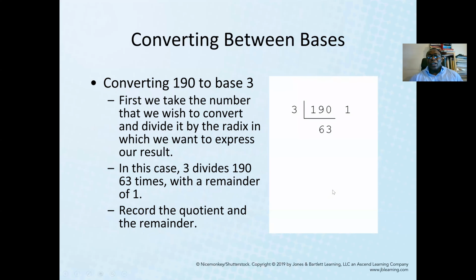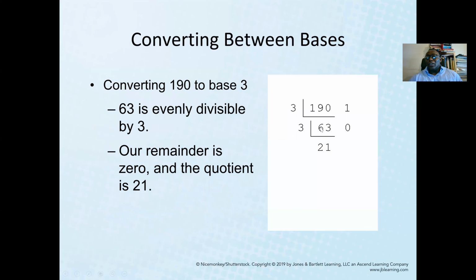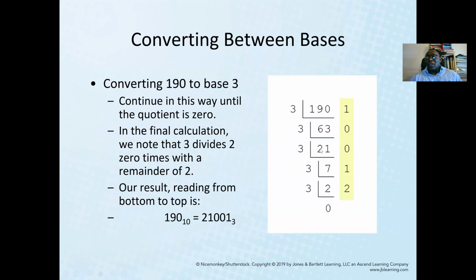And as I said earlier, this is the division method. We divide 190 by 3, we get 63. The remainder is 1. We divide 63 by 3. Luckily, it goes in 21. The remainder is 0. We divide by 3 again. 21 divided by 3 is 7. The remainder is 0. 7 divided by 3 is 2. The remainder is 1. And of course, 2 divided by 3 is 0.